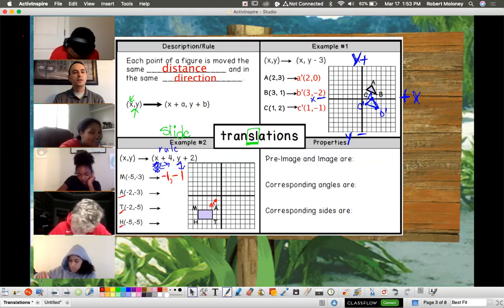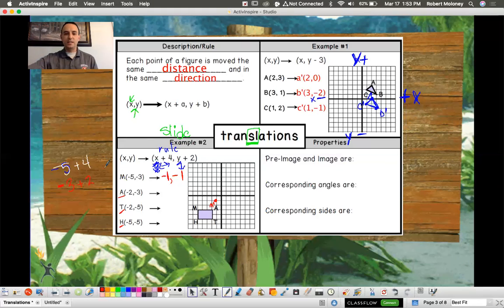All right. So Gracie, how about you start me off here? What do I get if I add 4 to -2? 2. All right, and what do I get for y? 1. All right, so now I've got a new coordinate of 2 to the right, up 1. So that's A right here.